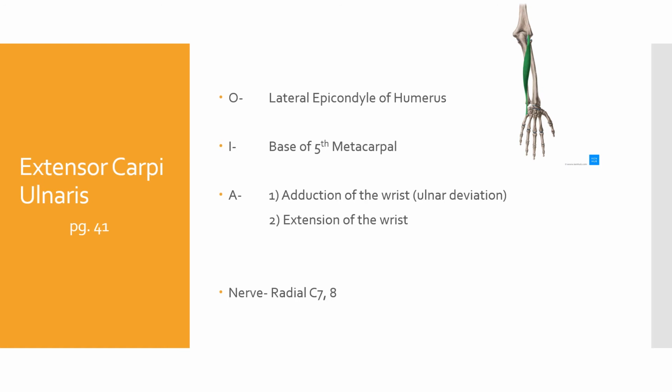Extensor carpi ulnaris, origin, lateral epicondyle of humerus. Insertion, base of the fifth metacarpal. Actions include adduction of the wrist, or ulnar deviation, as well as extension of the wrist.